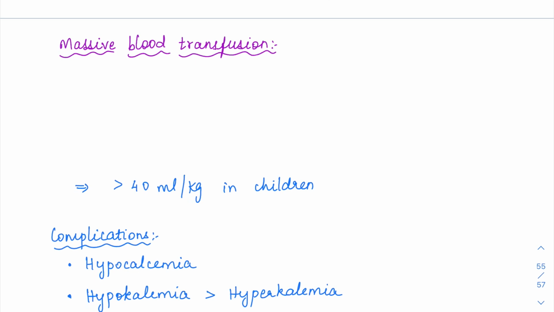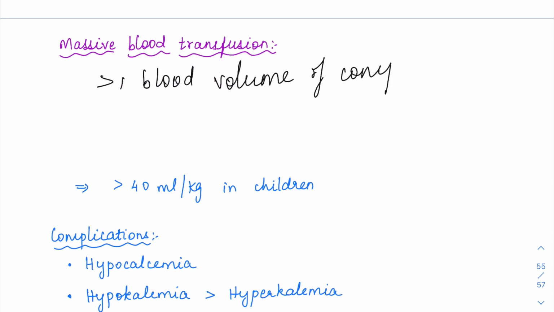There is something called massive blood transfusion. Massive blood transfusion is when you infuse more than one blood volume of components within 24 hours. One blood volume is around 5 liters, right? So 5 liters of blood, with various components you can mix, given to a patient within 24 hours. That is quite massive, right? So that's called massive blood transfusion.